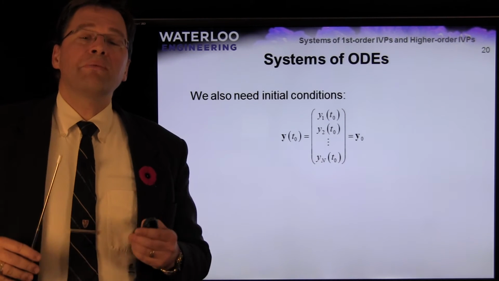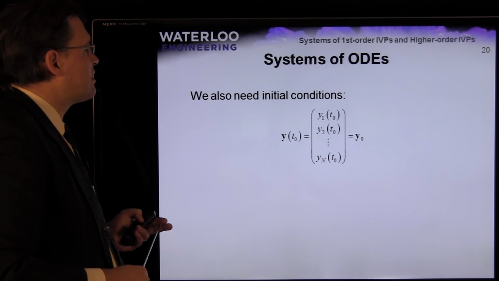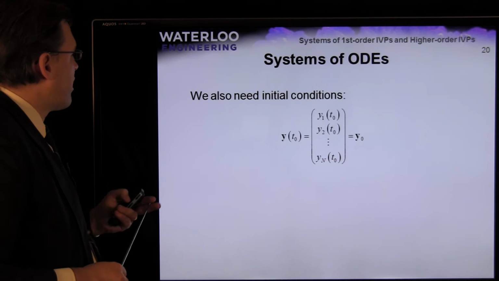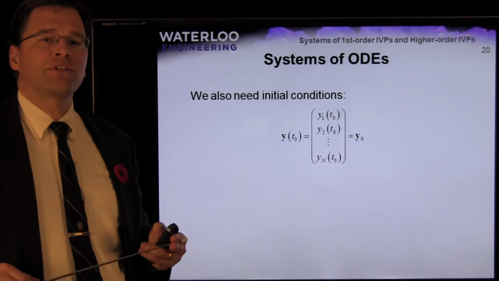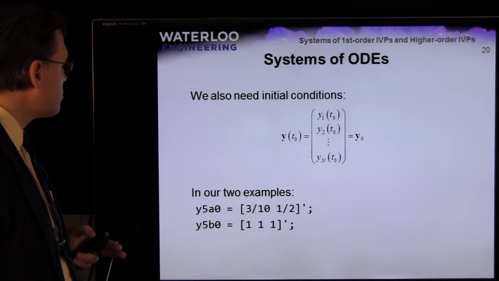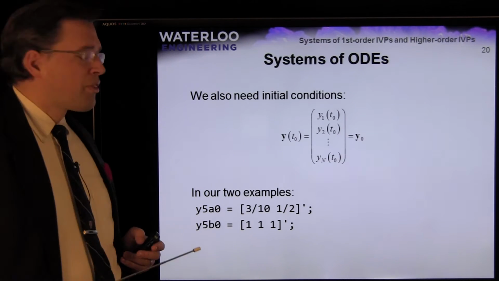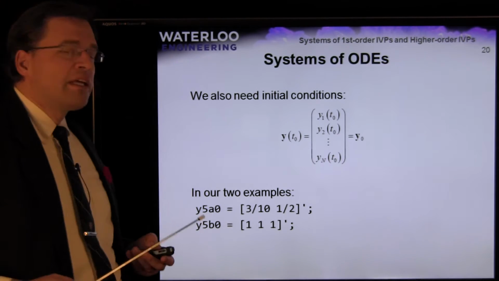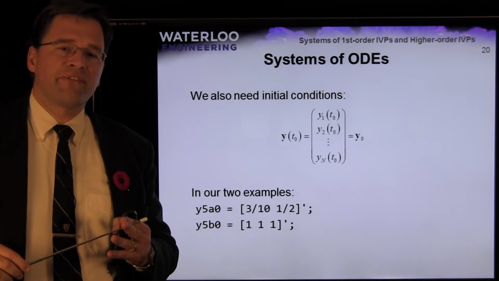Now, as well, we need initial conditions. We need to know what the initial state is of each of the functions. Well, that's just going to be a vector of values. So let's call that y sub naught, and it's a vector of n values. So in our two examples, the initial state could have been 3/10 and 1/2, or in the Lorenz example, a vector of 3 values: 1, 1, 1.